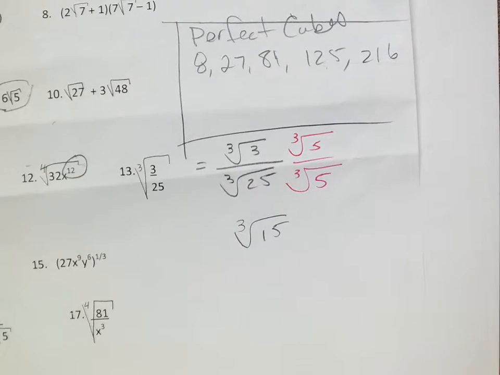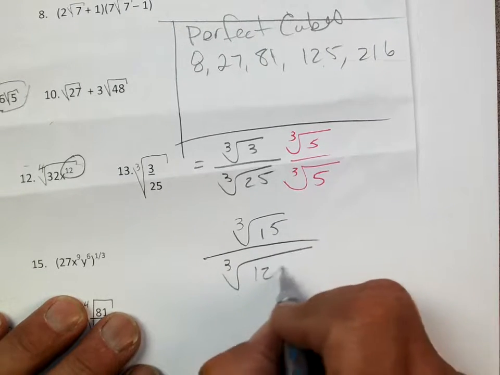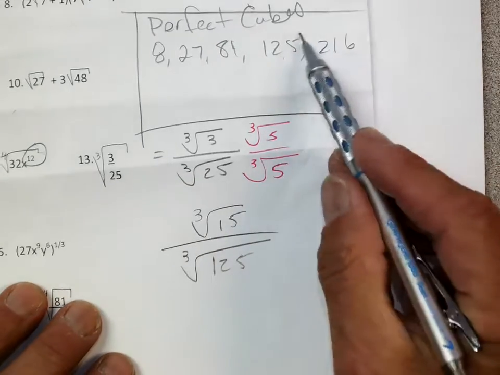There's nothing we can do with it. We're just stuck with it. That's the way it is. But down on the bottom, you're going to get a cube root of 125, which I kind of like that number, right? Because I can take the cube root of it. It's one of our special ones right there.